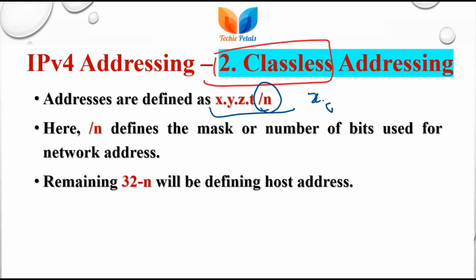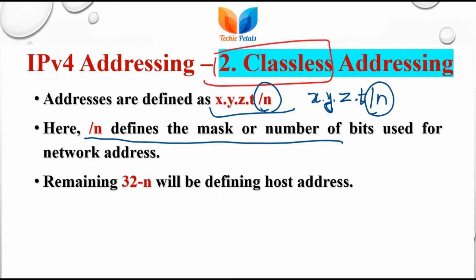Here the /n goes along with the IP address, where x is representing the first octet of the IP address, x.y.z.t/n. So here /n represents the number of bits used for the network ID, meaning the number of bits defining the network of the IP address, right? So /n defines the mask. Obviously it is defining the subnet mask, because for the subnet mask the first n bits are going to be 1 to define the network address, and the remaining 32 minus n bits will define the host address.